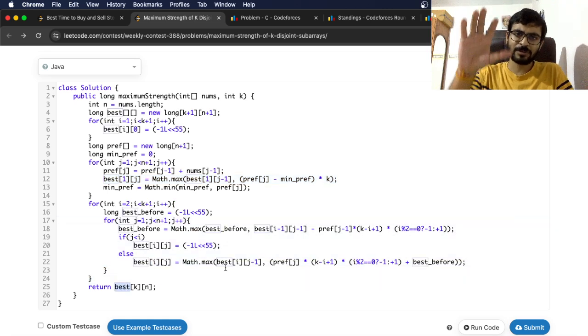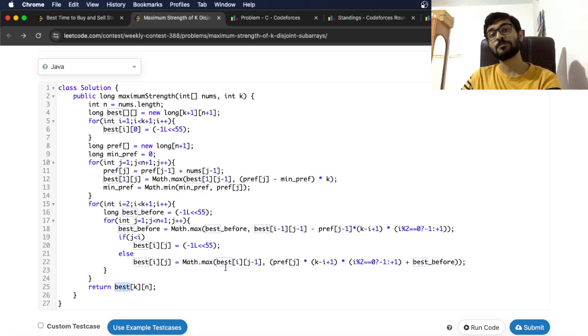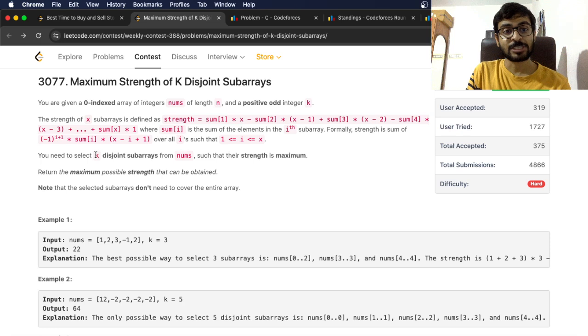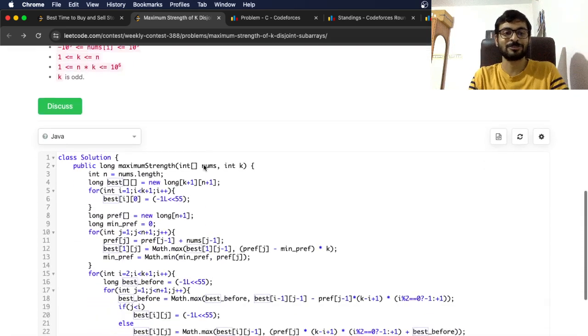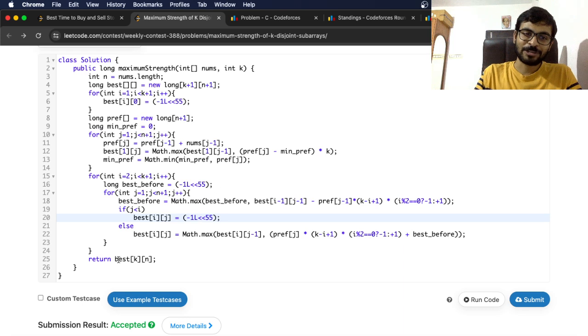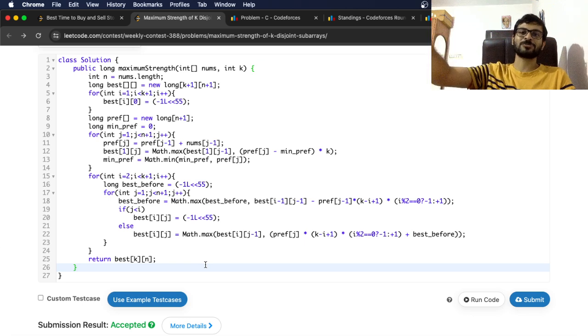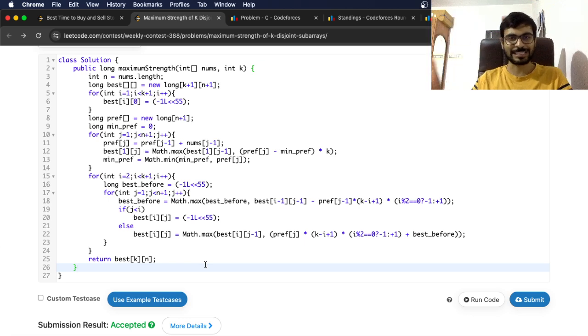In the previous problem, we still have to take the maximum because it was at most k transactions. This is very clear. This tells k disjoint subarrays, not up to k disjoint. It says exactly k disjoint. So you don't have a choice. You have to return best k n, not the maximum of best k n, best k minus 1 n, best k minus 2 n, and so on. You can't take the maximum. You have to take best k n, right? So those are the small things you have to tweak according to the problem.